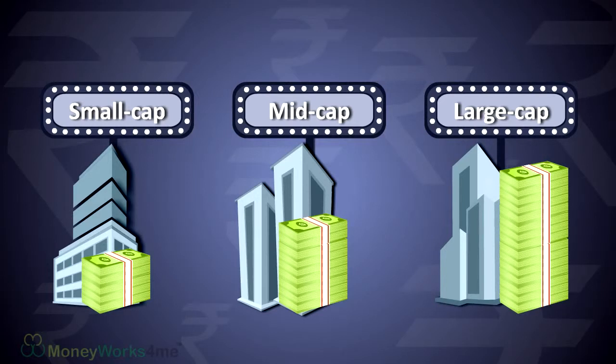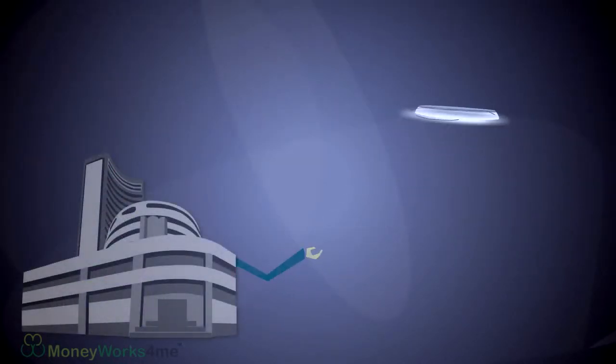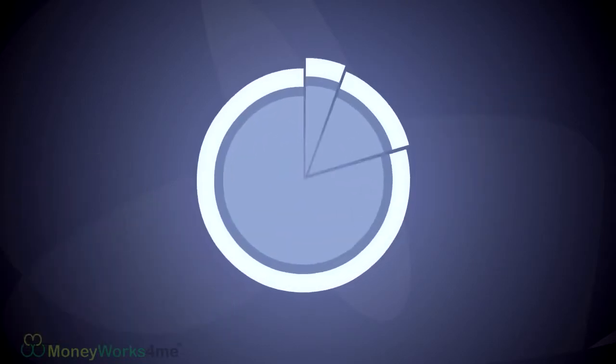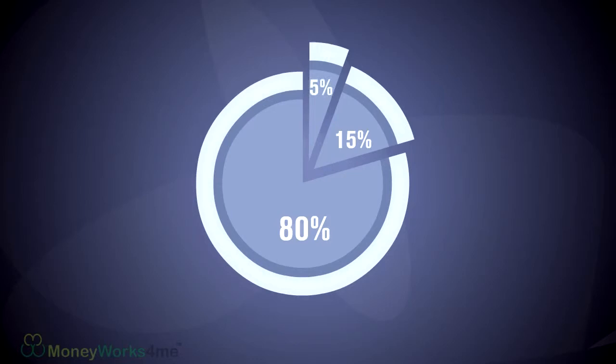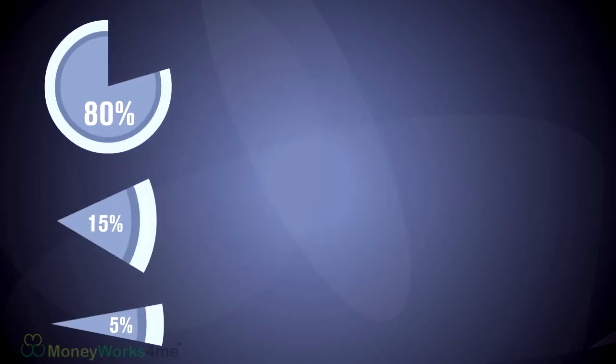This brings us to the next question. What exactly defines large cap, mid cap, and small cap companies? The BSE classifies companies according to their market capitalization by what is called the 80-15-5 method. Here's how this method works.